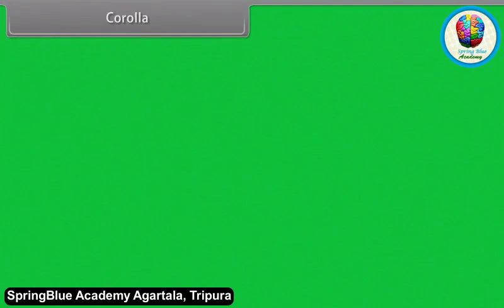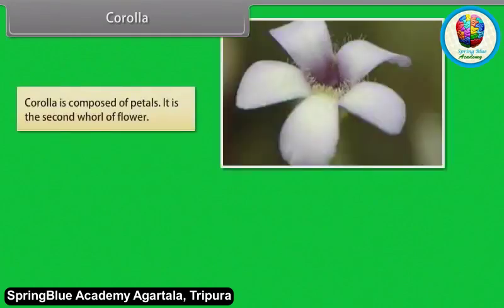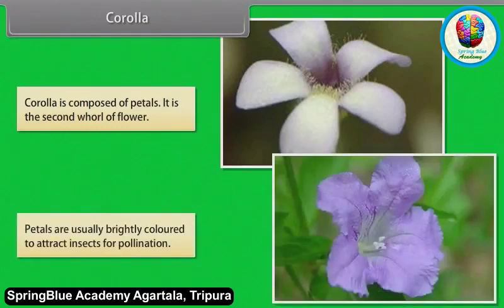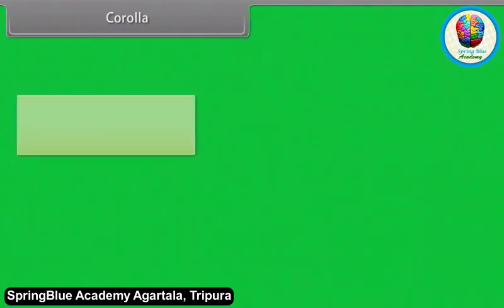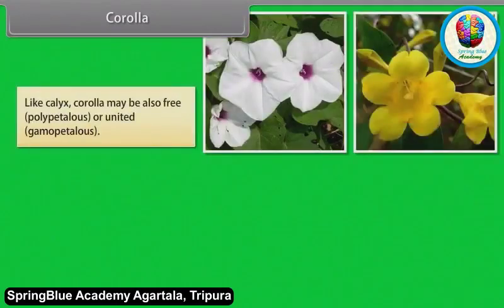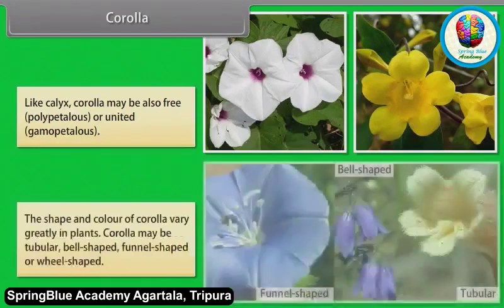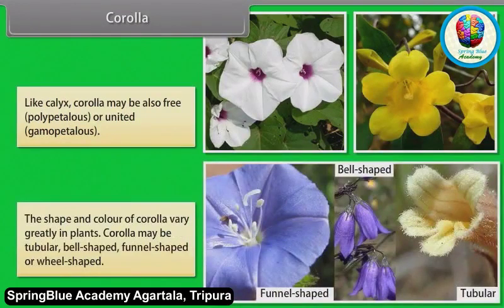Corolla. Corolla is composed of petals. It is the second whorl of flower. Petals are usually brightly colored to attract insects for pollination. Like calyx, corolla may also be free, polypetalous, or united, gamopetalous. The shape and color of corolla vary greatly in plants. Corolla may be tubular, bell-shaped, funnel-shaped or wheel-shaped.